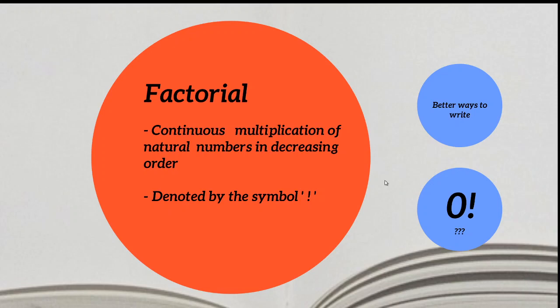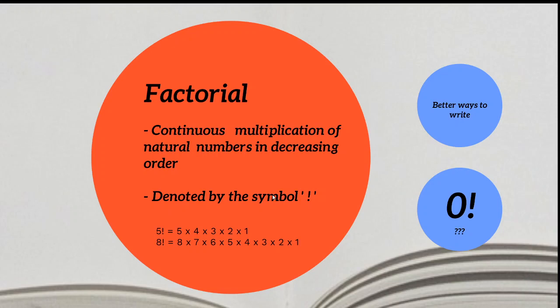Now it is denoted by the symbol exclamation mark. So this is the symbol for factorial. For example, 5 factorial is equal to 5 into 4 into 3 into 2 into 1. Why didn't I go to 0? Because it is not a natural number. So factorials are continuous multiplication of natural numbers. Then 8 factorial is 8 into 7 into 6 into 5 into 4 into 3 into 2 into 1. You get it? See how long it is.